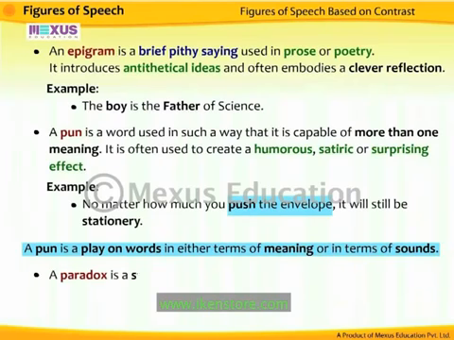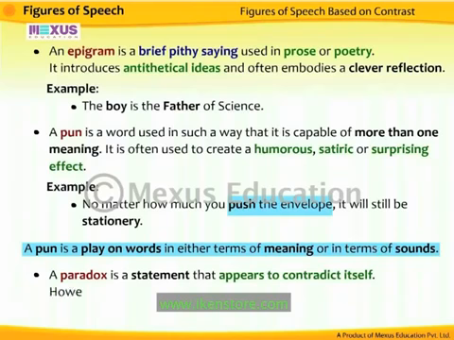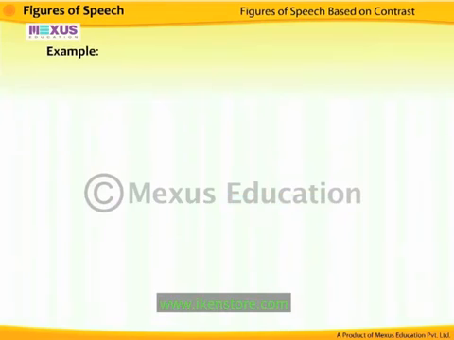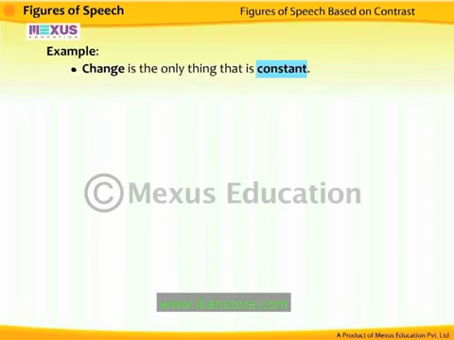A paradox is a statement that appears to contradict itself. However, it provides a valuable or fresh insight into an idea or concept by the seeming use of contradiction. For example, change is the only thing that is constant. This statement is a paradox because the quality of being constant is assigned to the concept of change.